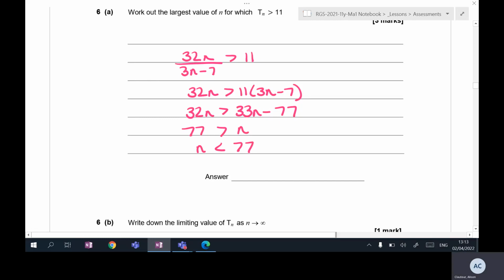So for the largest possible value, make sure you read the question on this. Lots of people seem to leave their answer as n is less than 77, but for the largest possible value, because n has got to be an integer because it's the term number, that means it has to be 76 at most.